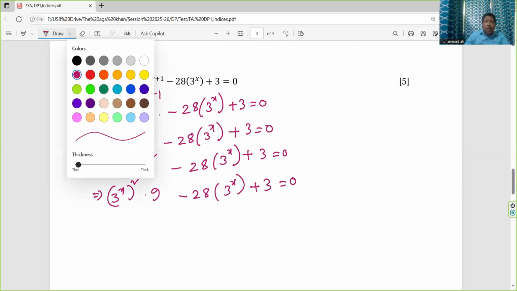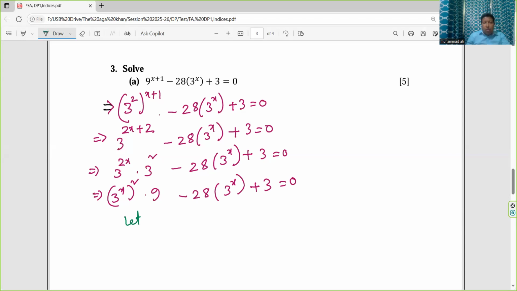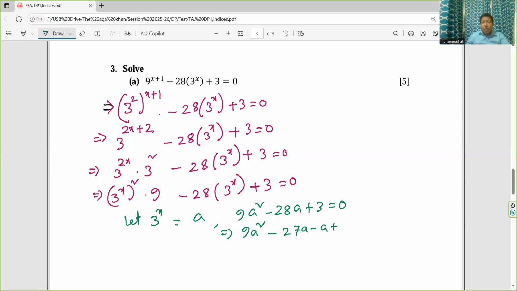Now we will say let 3 to the power x equal a. So what will we get? We will get here 9a square minus 28a plus 3 equals 0. Now if you do factorization, 9a square minus 27a minus a plus 3 equals 0. So from here we will get 2 factors: a minus 3 into 9a minus 1 equals 0. Therefore, a minus 3 equals 0.